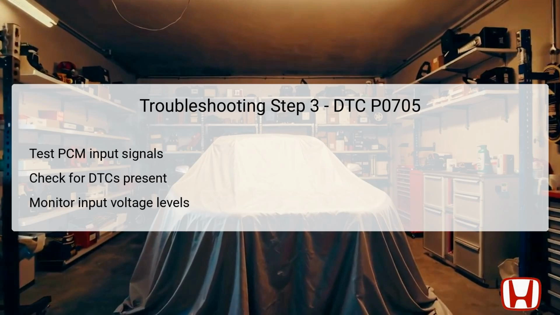It's vital to monitor the input voltage levels coming to the PCM from the transmission range switch while shifting through the different positions. Normal operation should yield specific expected voltages. Discrepancies in these levels can inform whether processor communication is compromised. This step guarantees that the diagnostic process is focused and systematic.